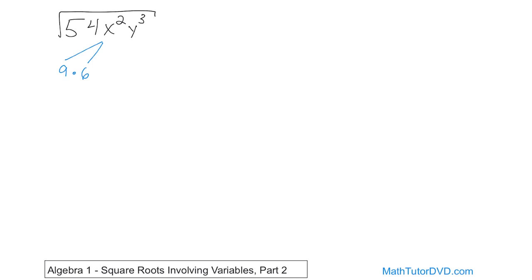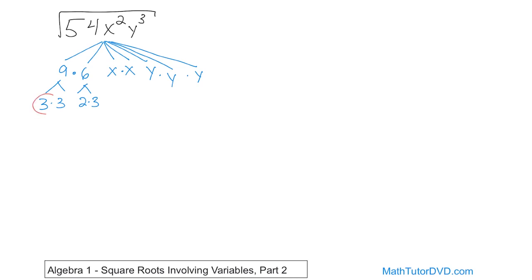What about the x squared and the y cubed? Well, the x squared is going to be x times x. And then we have y cubed, which is going to be y times y times y. And all this stuff is multiplied together. All right, now let's look at the 9 and the 6. The 9 can be written as 3 times 3, and the 6 can be written as 2 times 3. So now we have everything broken down into its lowest form. We can't break it down into more simple factors.